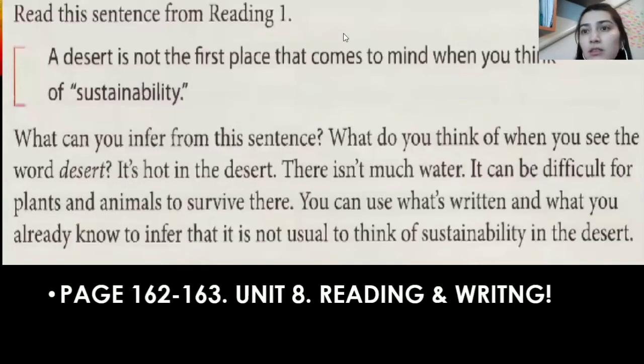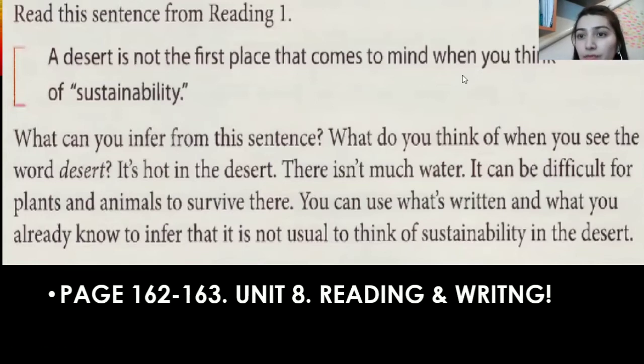Now let's continue practicing from the reading one in our book. Here is the sentence: a desert is not the first place that comes to mind when you think about sustainability. So why is that? What is a desert? You know that a desert is a hot place with very little water. So what about sustainability? Sustainability means when there are many living resources: water, plants, animals. But a desert is a place with less water, and of course it's not the first place which comes to our mind when we think about sustainability.